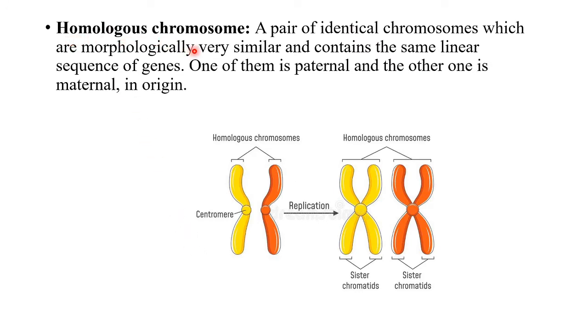Another important term is homologous chromosome. It is a pair of identical chromosomes which are morphologically very similar and contain the same linear sequence of genes. One of them is coming from the paternal side and the other one is from the maternal side. This is an example of homologous chromosomes, one coming from the father's side and the other from the mother's side. So these chromosomes are morphologically very similar and contain the same linear sequence of genes.